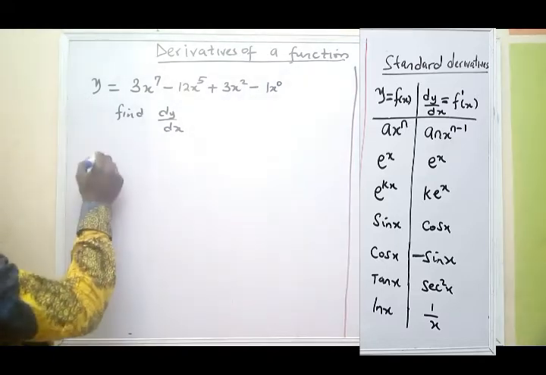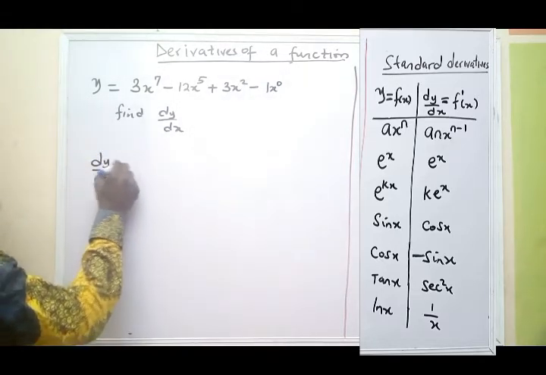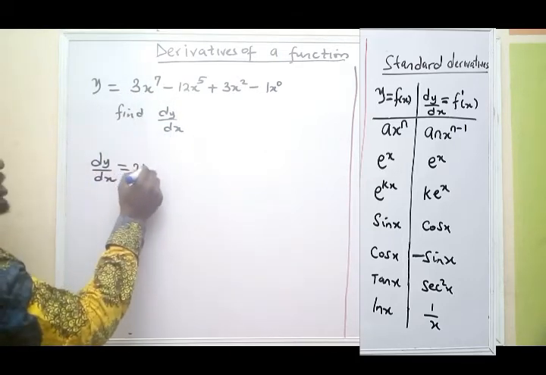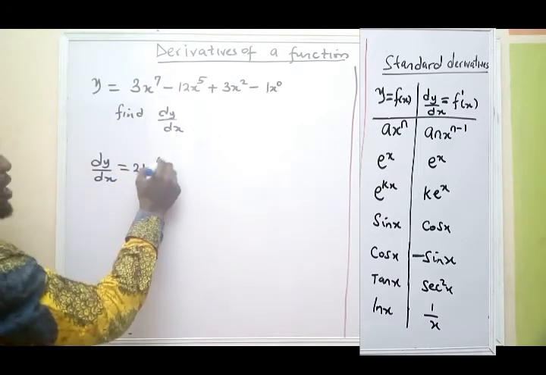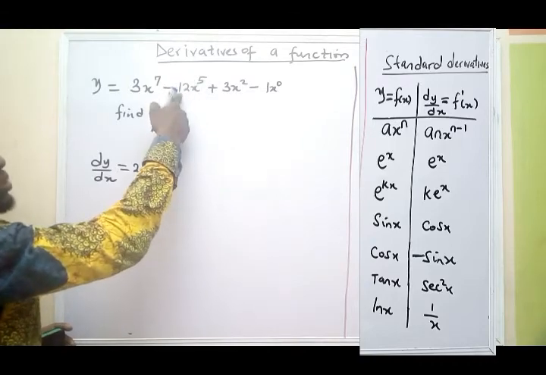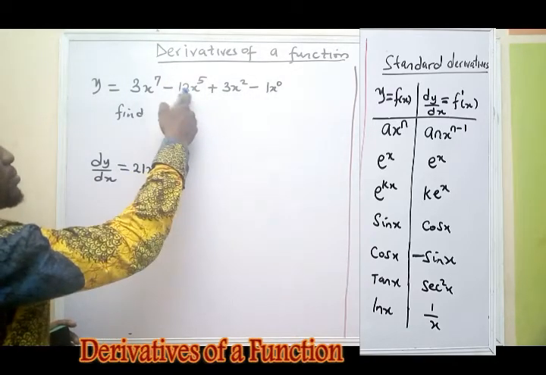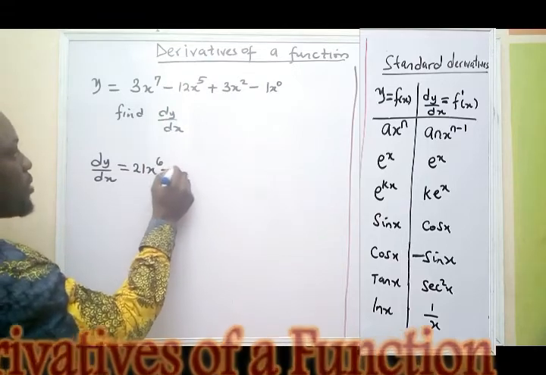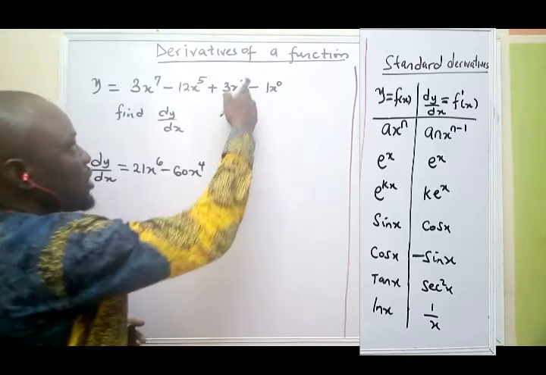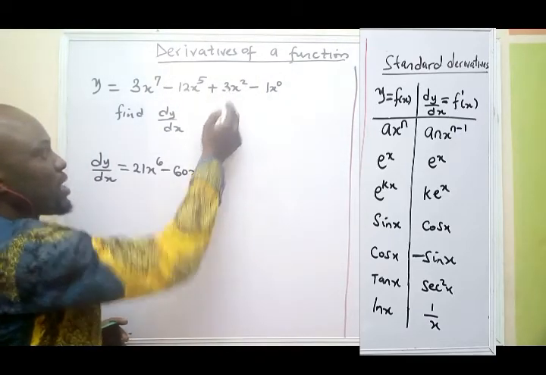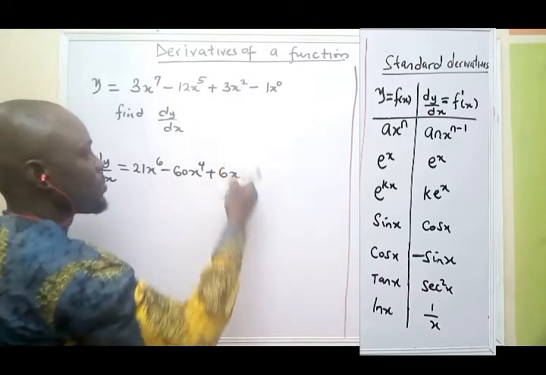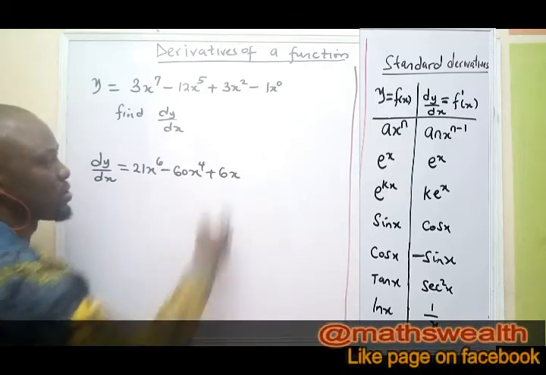Now I want to find dy/dx. I'm going to multiply the power by the coefficient, I'll get 21x, and subtract 1 from the power, to get 6. I'll do the same thing here. Multiply the power by the coefficient, the coefficient is minus 12. Minus 12 times 5 will give me minus 60x raised to the power 4. I'll subtract 1 from the power. I'll do the same thing here. 2 multiplied by 3 will give me plus 6. Then I'll subtract 1 from the power, and I'm going to get just a single x.